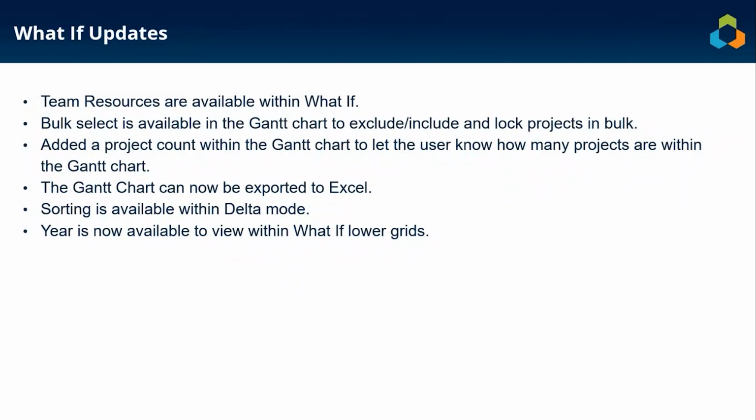Next I want to cover is what if. Team resources are now available in what if. Bulk select is now available in the Gantt chart to exclude or include and lock projects in bulk. We've added a project count within the Gantt chart to let the users know how many projects are within the Gantt chart. The Gantt chart can now be exported to Excel. Sorting is now available within Delta mode, and year is now available to view within what if in the lower grids. Let's walk through some of these within Tempus.